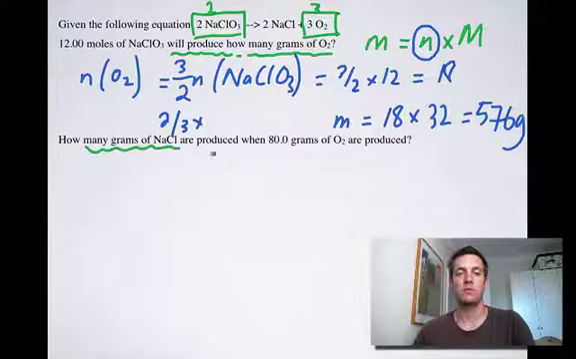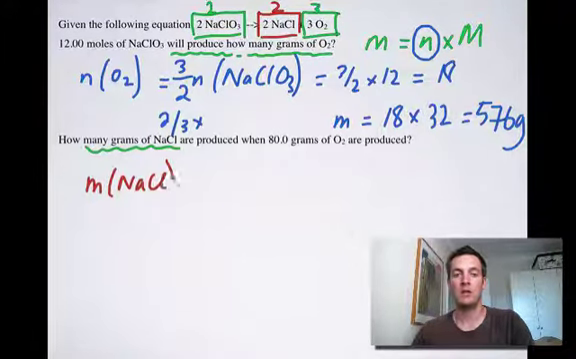Grams of sodium chloride are produced when 80 grams of oxygen are produced. Okay, let's just look at the mole ratio of sodium chloride to oxygen here. It's also 2 to 3. Okay, let's start by writing a formula for the thing we're asked. That is the mass of sodium chloride.